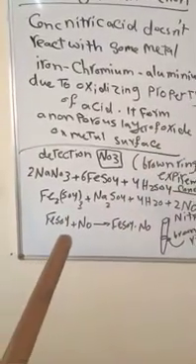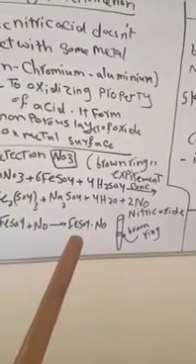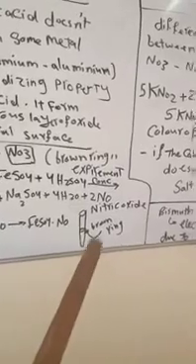If we heat iron sulfate and nitric oxide, we will have FeSO4.NO, and this is the structure of the brown ring.